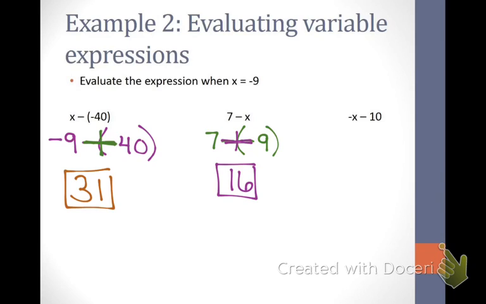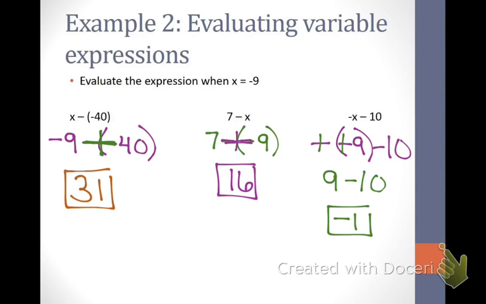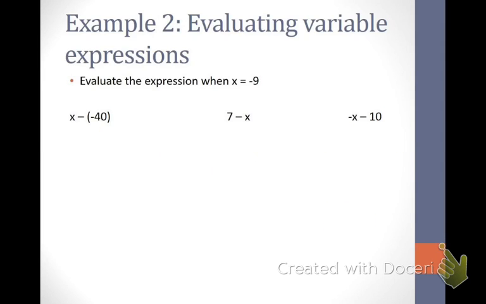Go ahead and do the third one. When you have the answer, raise your hand. All right, negative 9, well, there's already a negative, so that becomes a double negative. But do I need to change the negative 10? No, I don't change that one. It's just a single sign, so I leave that one alone. So I have 9 minus 10, which is negative 1. Negative 1. You guys did well on that.